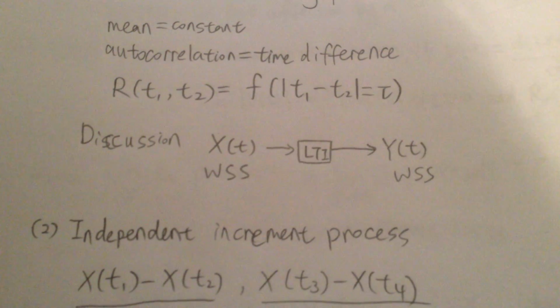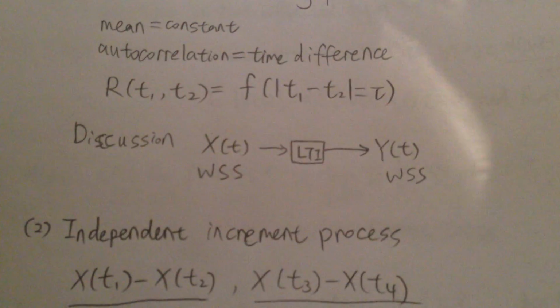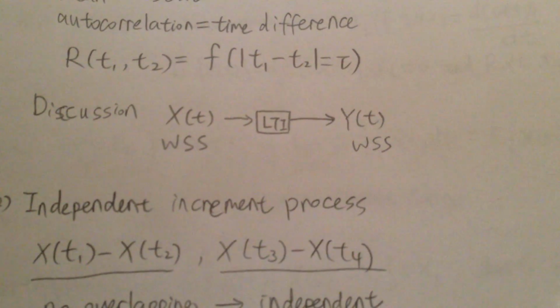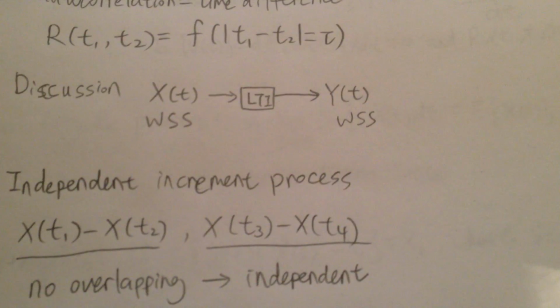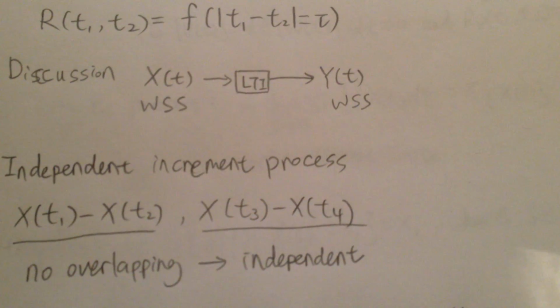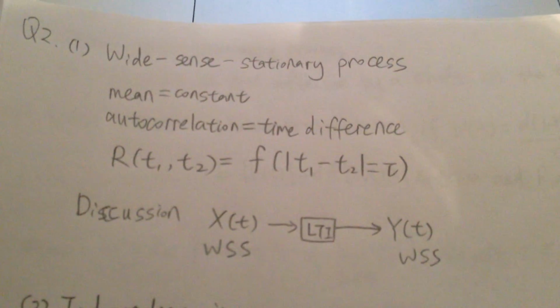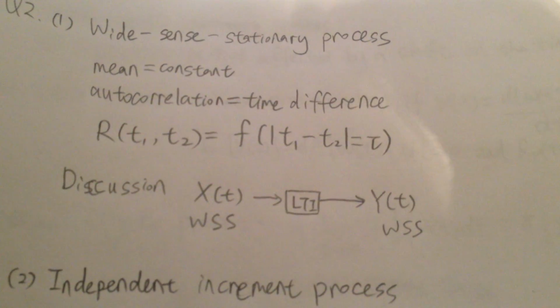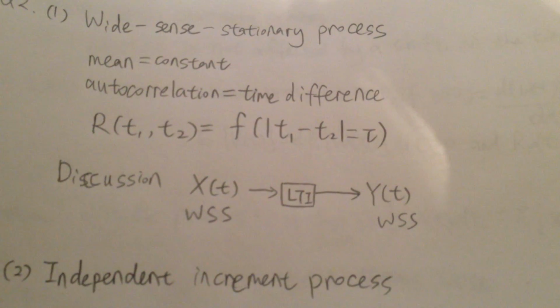In this video, I will solve question 2 from homework 10. For this question, we need to collect the definitions of properties of stochastic processes. The first process we need to look at is the wide sense stationary process.